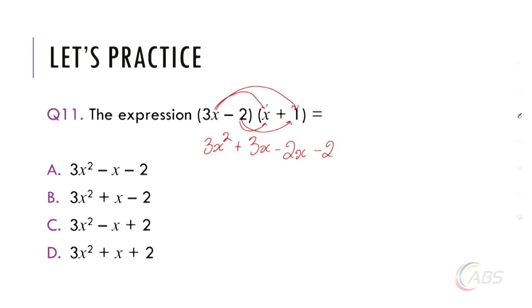And we notice that we have two x terms in the middle there, and so we're just going to simplify, and we still have a 3x squared. And if we have 3x and we minus 2x, that leaves us with a positive x, and we just bring back our minus 2. So our answer is 3x squared plus x minus 2, which is B.